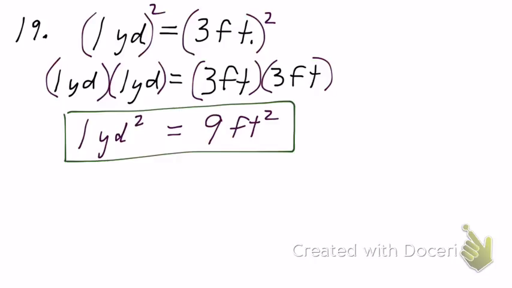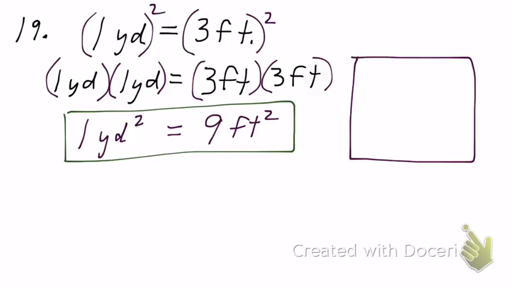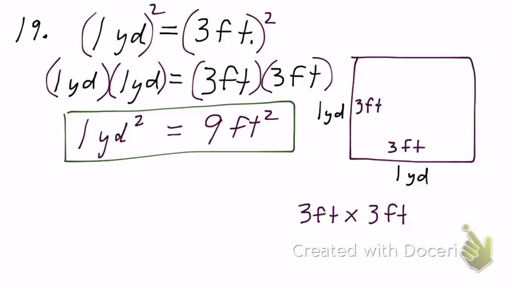You could also do this visually. Picture a square that's 1 yard by 1 yard. So that's equivalent to 3 feet by 3 feet. And when we do length times width, we're going to get 3 feet times 3 feet, which is, again, 9 square feet. All right, let's move on to number 20.